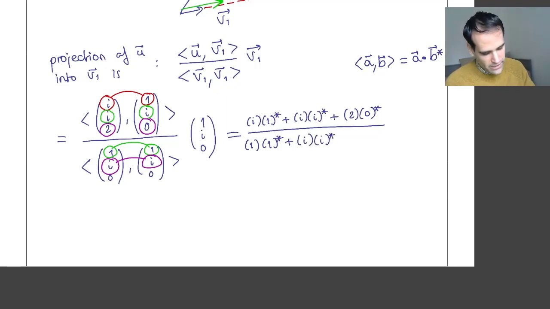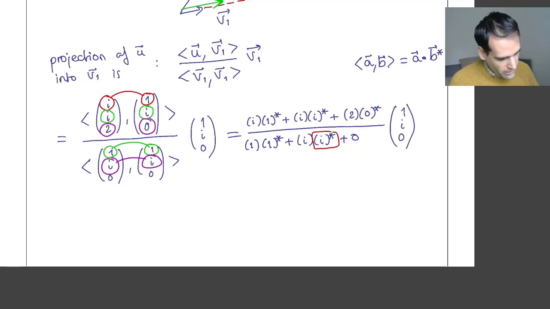Remember, the complex conjugate is acting only on the second one, yeah? Plus 0 complex conjugate. That's 0. And then that, we need to still multiply it by the vector 1, i, 0. Okay, so let's do that. So what's i times 1 complex conjugate? That's the same as i times 1.